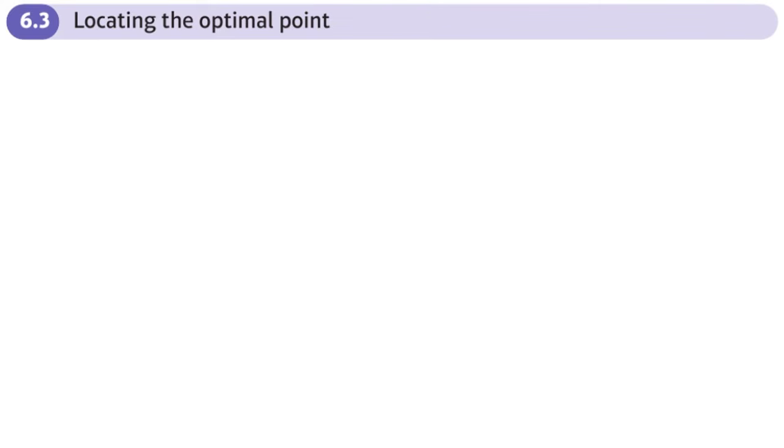This is the third section of chapter 6 on linear programming, and this is about locating the optimal point. Now, the optimal point is going to be the point on our graphed inequalities that either gives us the maximum profit or the minimum cost.